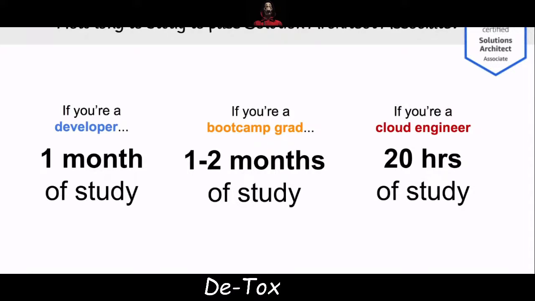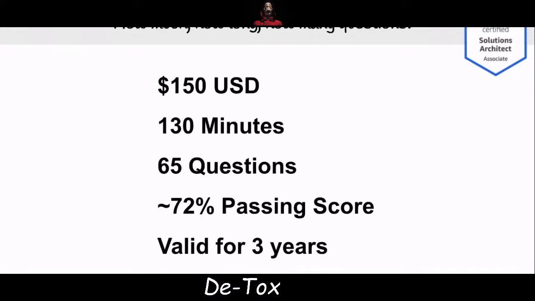If you are a developer and you've been working in the industry for quite a few years, but maybe you've just never used AWS, then you're looking at 1 month of study. So that's about 80 hours of study. Okay. And so that will give you an idea how much time you need to commit. Okay, and so let's just touch on the exam itself here. So the exam itself is going to cost $150.